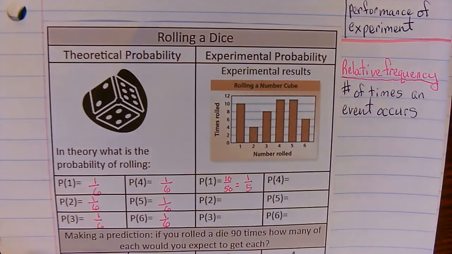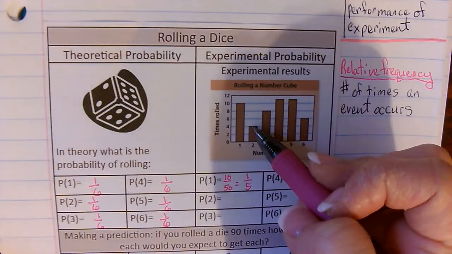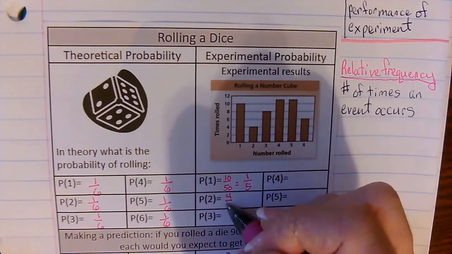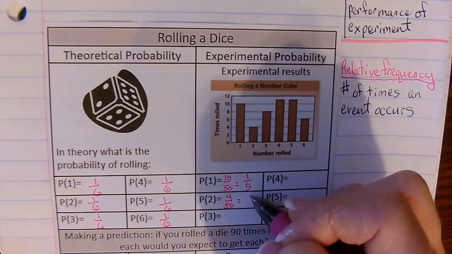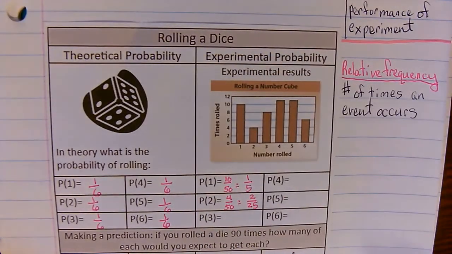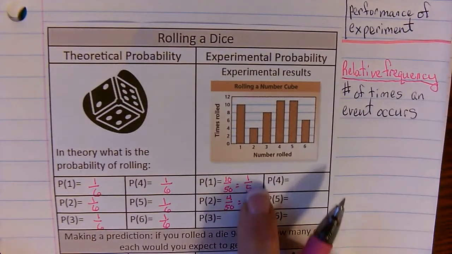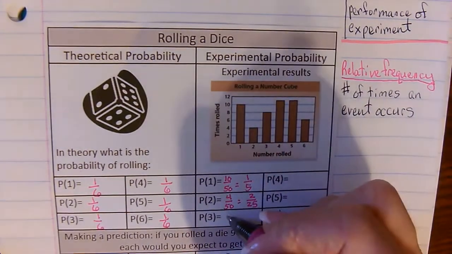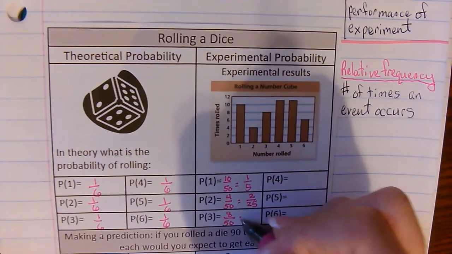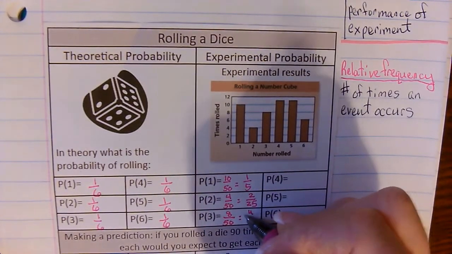Let's look at 2, the probability of 2. They rolled it 4 times out of 50 rolls. 4 out of 50, but that simplifies to 2 over 25. Okay. Probability of 3, 8. So they rolled it 8 out of 50. And that simplifies to 4/25.